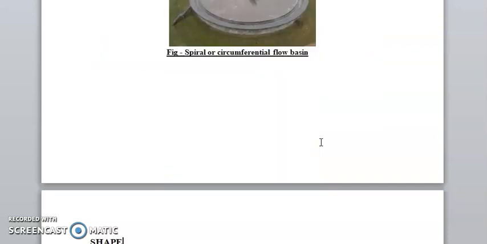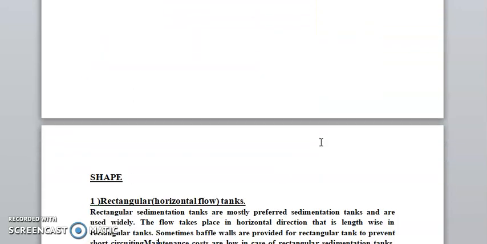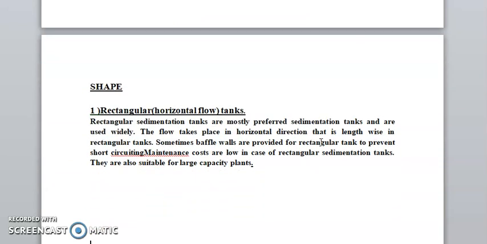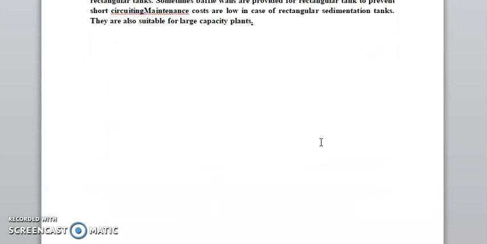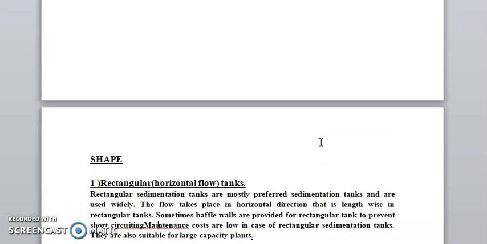Next, we go for the shape. This is a very important topic. There are two to three types. First, the rectangular shape. A rectangular sedimentation tank is made mainly of concrete. It is rectangular in shape. The flow takes place in the horizontal direction, lengthwise along the tank. Sloped walls are provided to prevent short circuiting.